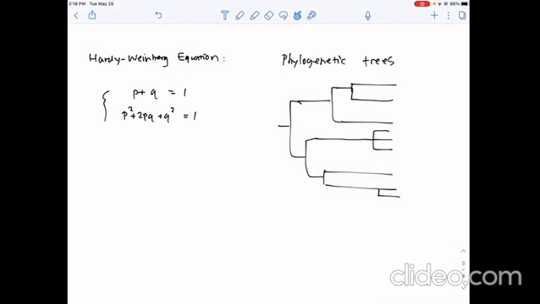Hardy-Weinberg equations are a way to measure the genotype ratios in a population that satisfies certain conditions. And a phylogenetic tree is just a tree that shows the common ancestry between different species. And here I just drew a random example of what such a tree looks like.